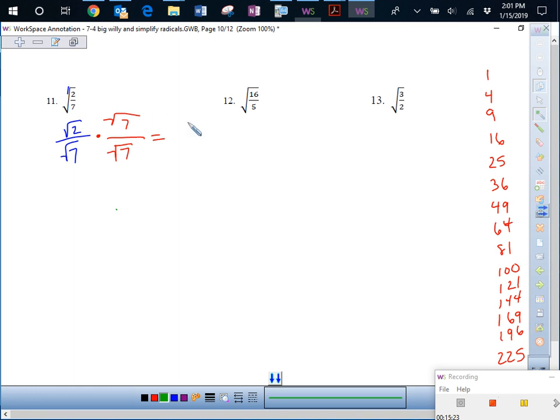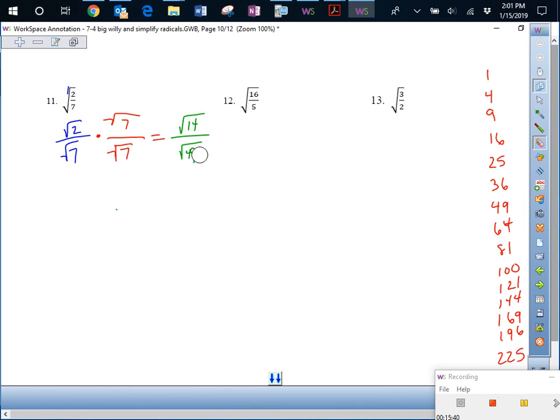Numerator times numerator, radical 2 times radical 7 is radical 14. And denominator times denominator, radical 7 times radical 7 is radical 49. But we probably shouldn't write it like that, because that says the square root of 49. The square root of 49 is actually the number 7. And alakazam, we just solved our problem. We got rid of the radical in the denominator, because radical 7 times radical 7 turned out to just be plain old 7. So let me show you a couple more of those.